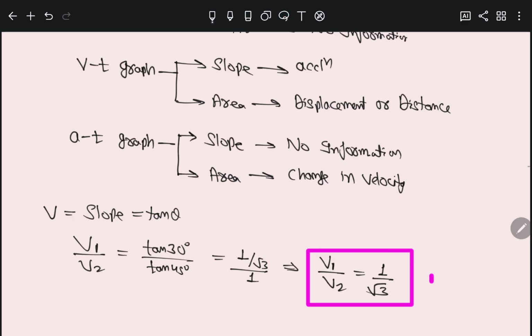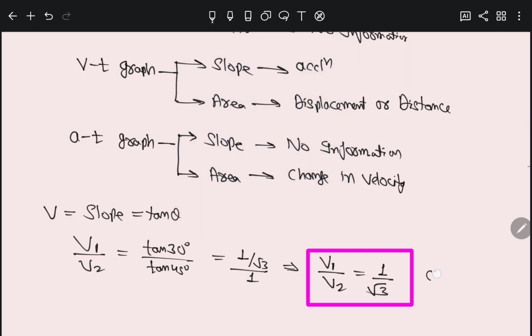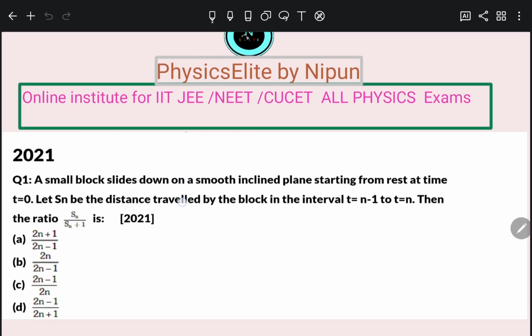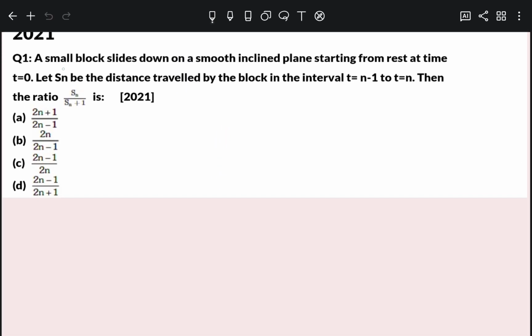Option C is the correct answer. So next we proceed to our next question. That's also a good question. A small block slides down on a smooth inclined plane.